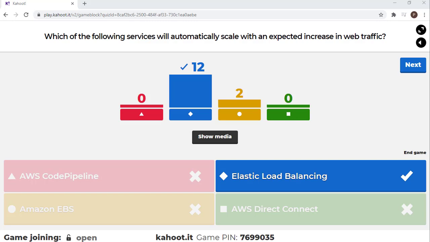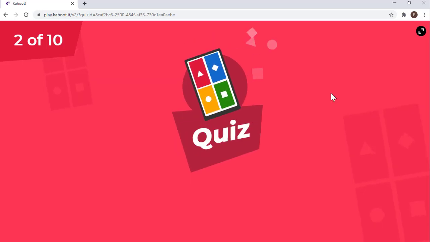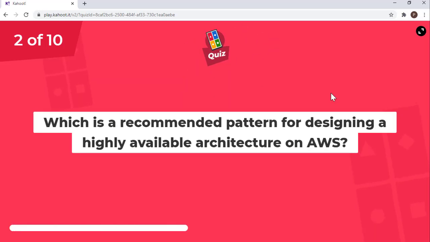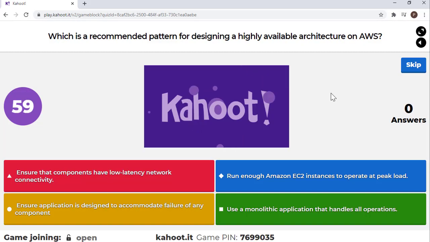Great. Seems everyone got the right answer. Moving on to the next question. Which is the recommended pattern for designing a highly available architecture on AWS? The options are: ensure that components have low latency network connectivity, run enough Amazon EC2 instances to operate at peak load, ensure application is designed to accommodate failure of any component, use a monolithic application that handles all operations.